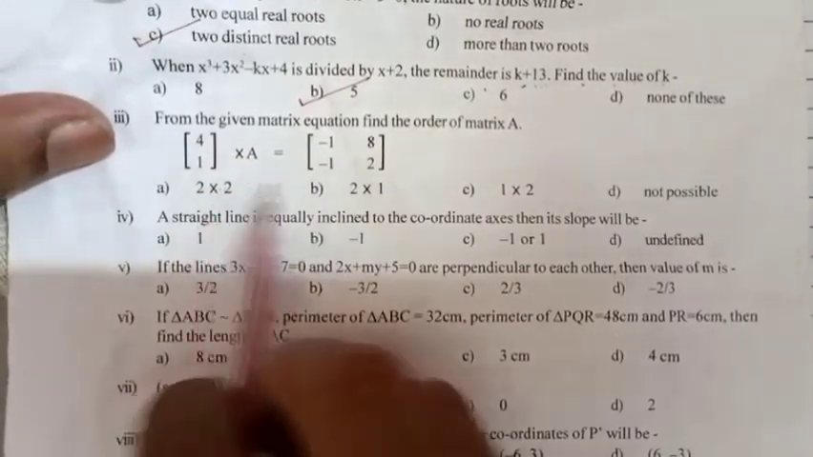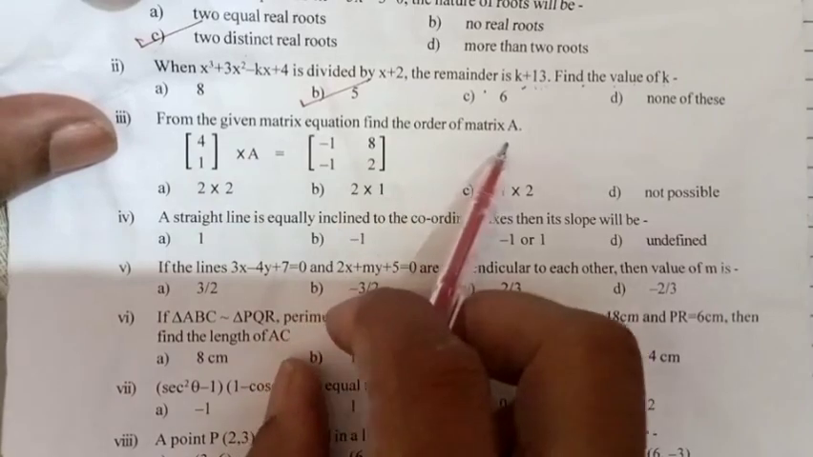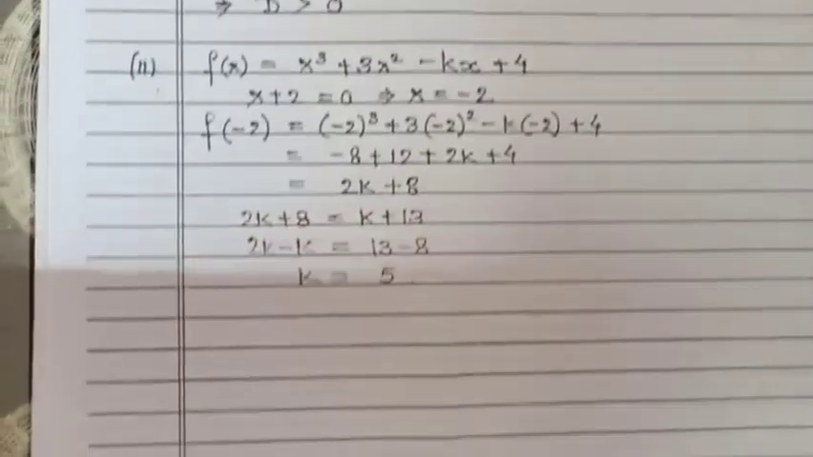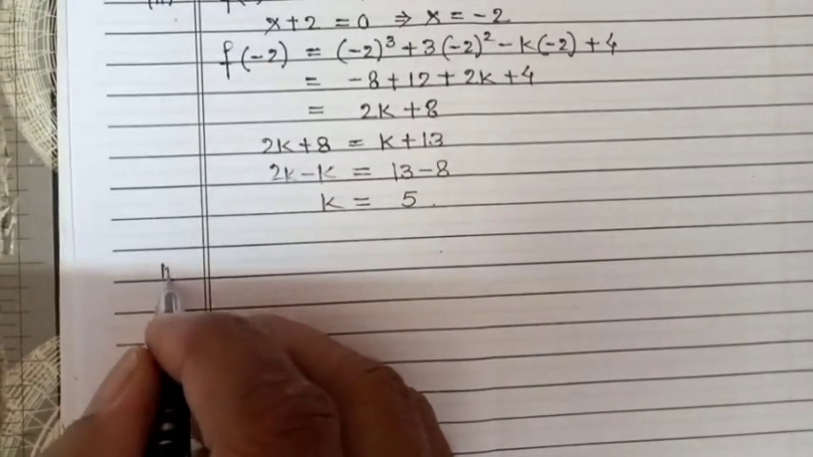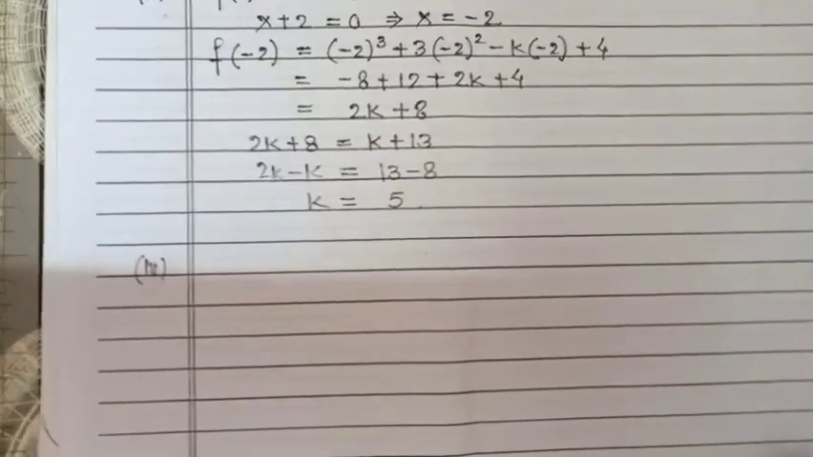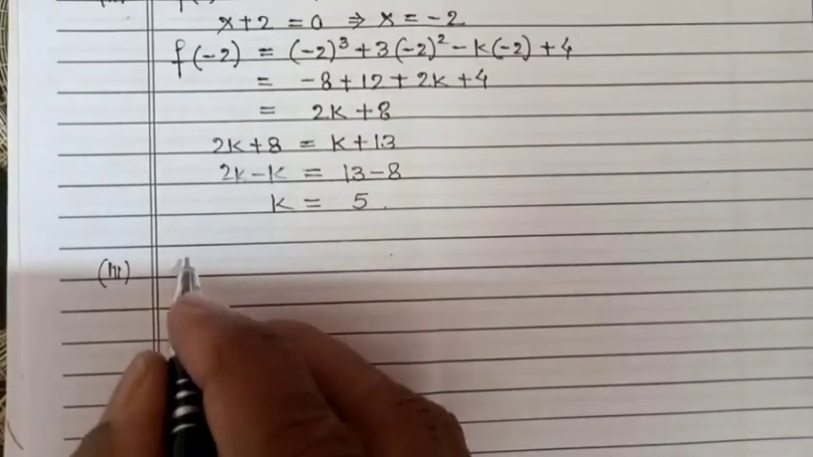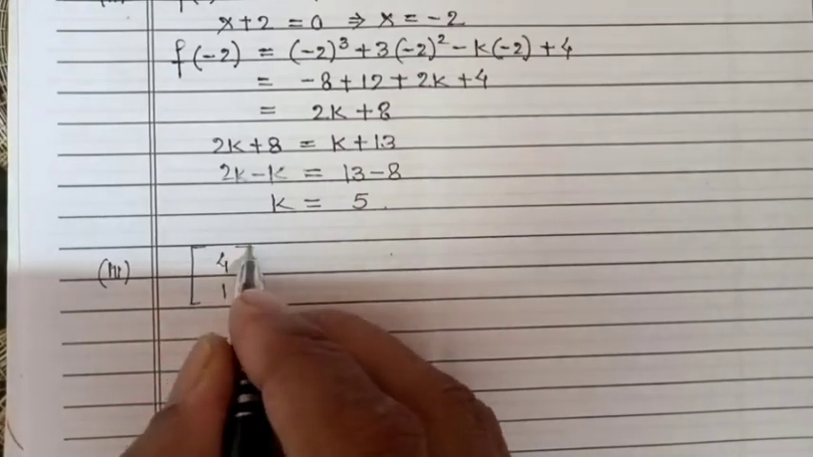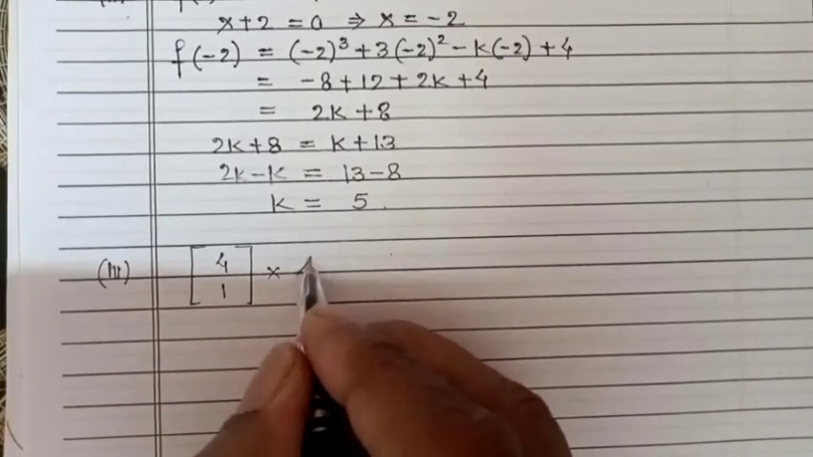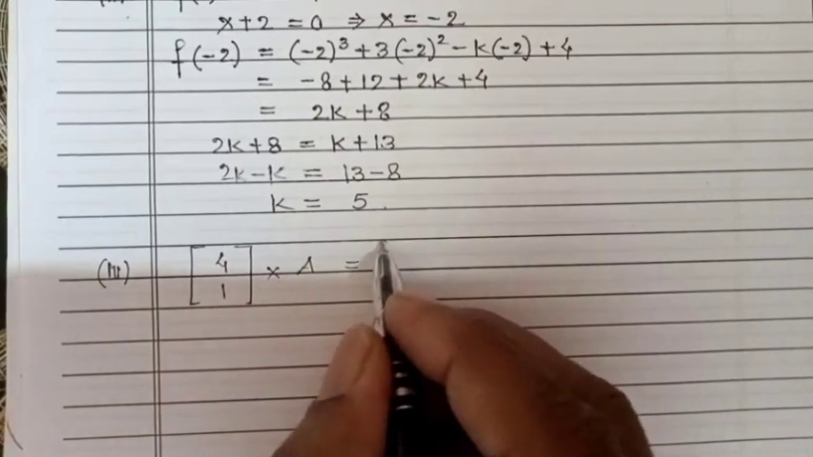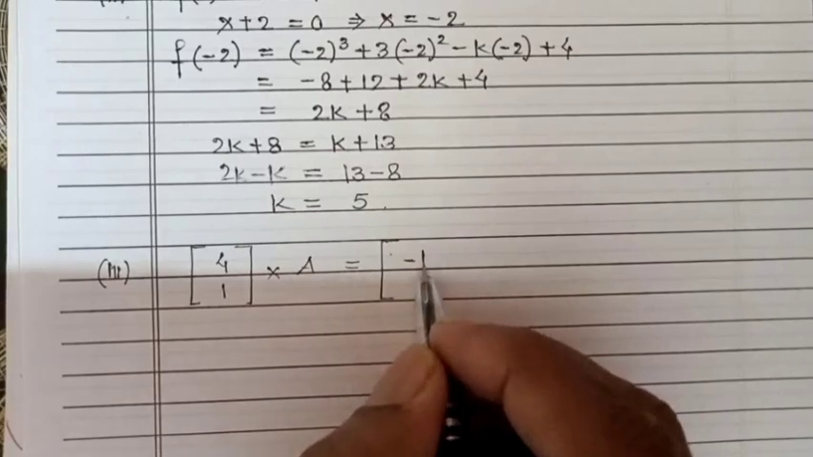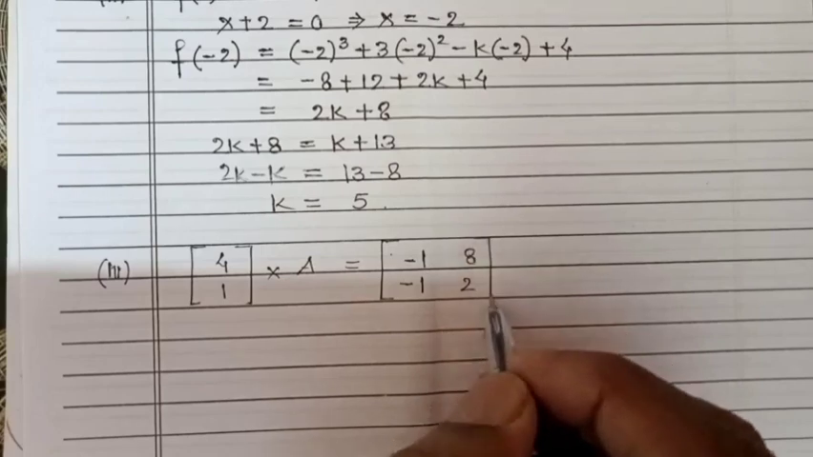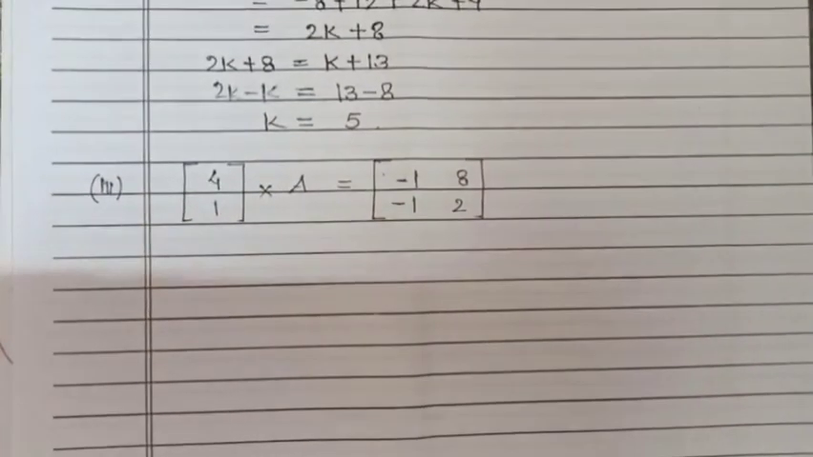This is the matrix equation given to you and they have asked you to find the order of the matrix A. Okay. So see how this can be done. The question given to you is like this. You have a matrix 4 1 to be multiplied by matrix A and the result is -1 -1 8 and 2. Let's see how you will get the order.